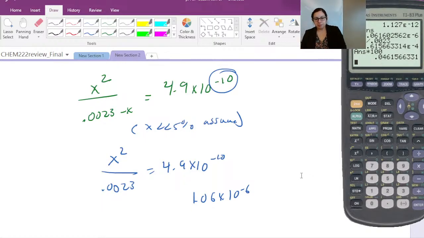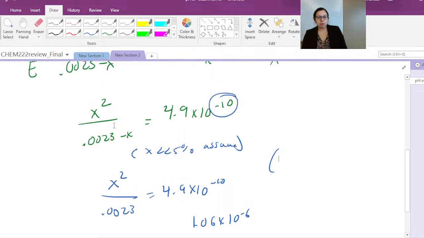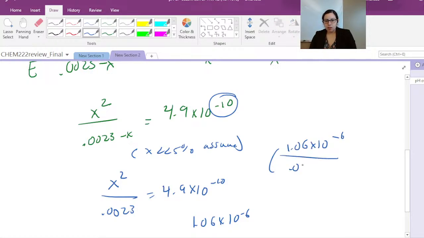So yay. Do you have to square that x for that, for the check? I took the square root when I did it, but then once you're doing the 5% check, no, you don't square it because you're just checking 5% of this change. So then that's 1.06 times 10 to the negative 6 over that amount, right? Because that's where we said it was insignificant to that number. And then it did check out.